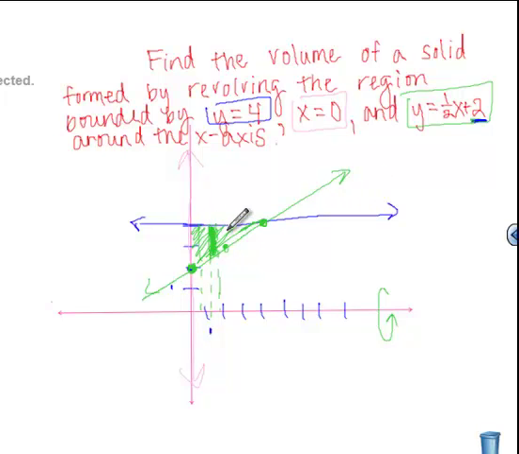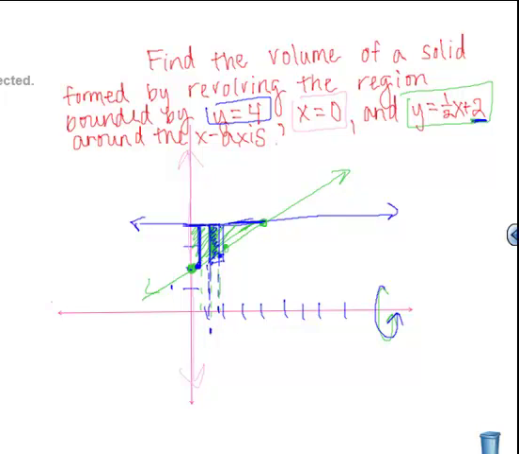What you can see in here is that I've shaded in this region, and that would be just the area. You could easily find the area of that. But now what's happening is we're revolving this around the x-axis, so what we're going to be doing with this area is creating a solid.